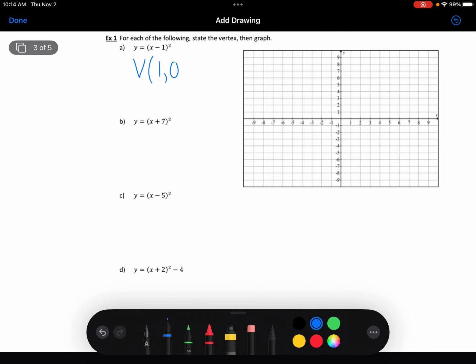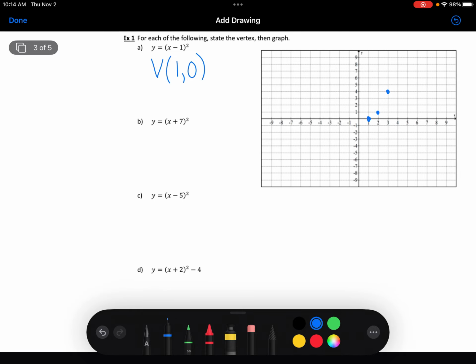And I know that this hasn't moved up or down at all. So my vertex is just going to be 1, 0. And then I'm going to graph it. 1, 0, over 1, up 1, over 1, up 3, and then go to the other side. Over 1, up 1, over 1, up 3, and I'm going to just connect the dots and put arrows.